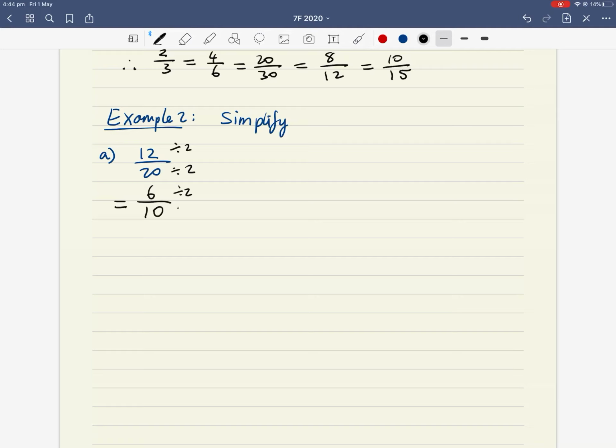Again, they're both even, so technically I can divide top and bottom by 2, so I get 3 out of 5. Are there any more common factors between 3 and 5? Well, no, because 3 and 5 are both prime numbers.